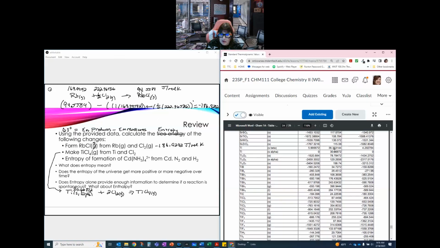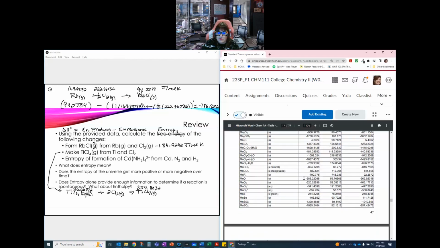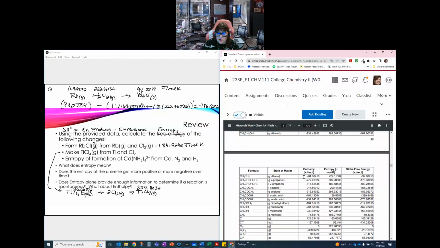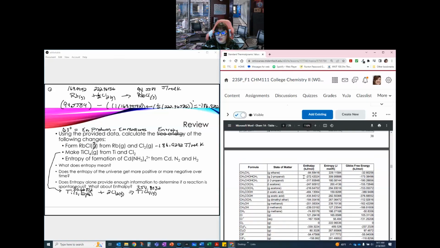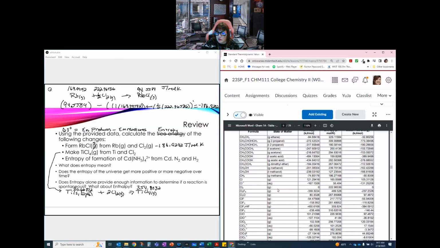Okay. Now my Cl, and I'm going to take my TiCl4 gas right here, 354.8032. And then let's go find our Cl2. And notice that I don't have any of these values memorized because they're not predictable in the same way that I would expect them to. Cl2 gas, 222.96536.